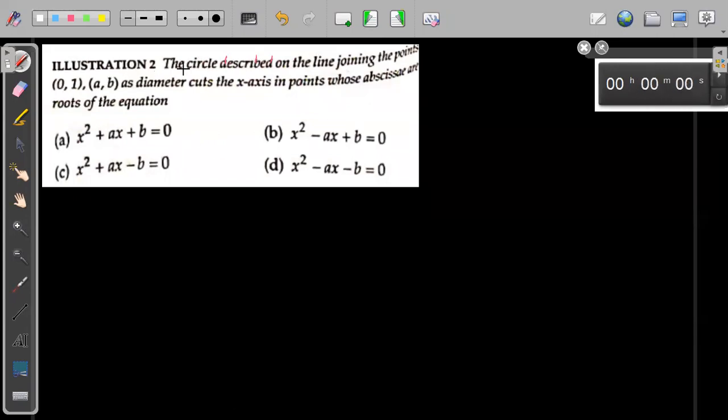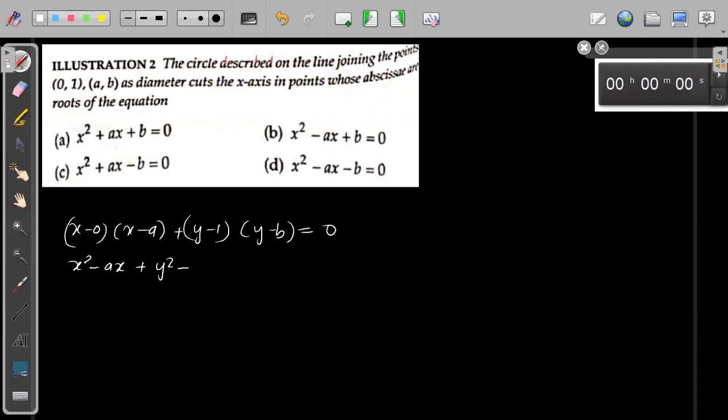So they have given the circle described on the line joining the points as diameter. So simply we will write (x minus 0) into (x minus a) plus (y minus 1) into (y minus b) is equal to 0, right? So this will become x square minus ax, plus y square minus by minus y plus b is equal to 0, right? So this is the equation of the circle which we are getting.